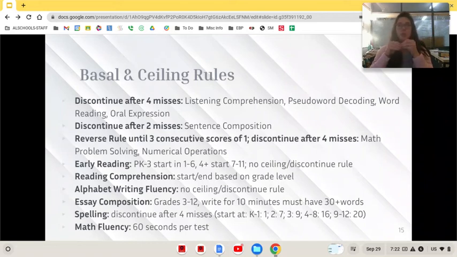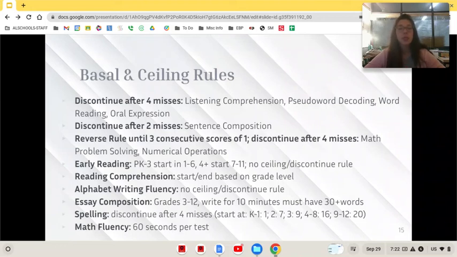So that means you're starting at a certain point based on grade and age level, and if they get those 3 wrong, you have to go backwards and keep asking them questions until they can get 3 correct, and then you move on. And then you discontinue after 4 misses for math problem solving and numerical operations.